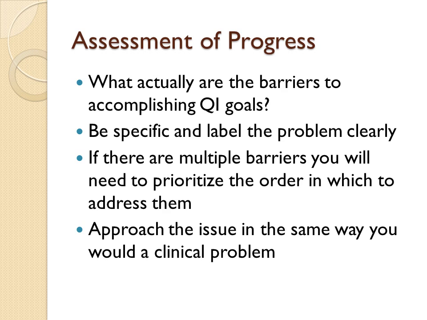So how do you even know you have barriers? What actually are the barriers to accomplishing your goals? So the first thing you have to do is step back periodically in the process of doing quality improvement and say, how are we doing? Are we really accomplishing our goals? And if not, why? And then the why, you have to really be specific and label the problem clearly. Now, usually there are multiple problems that you need to then prioritize so that you decide how to address them, and you approach the issue in the same way you would a clinical problem.